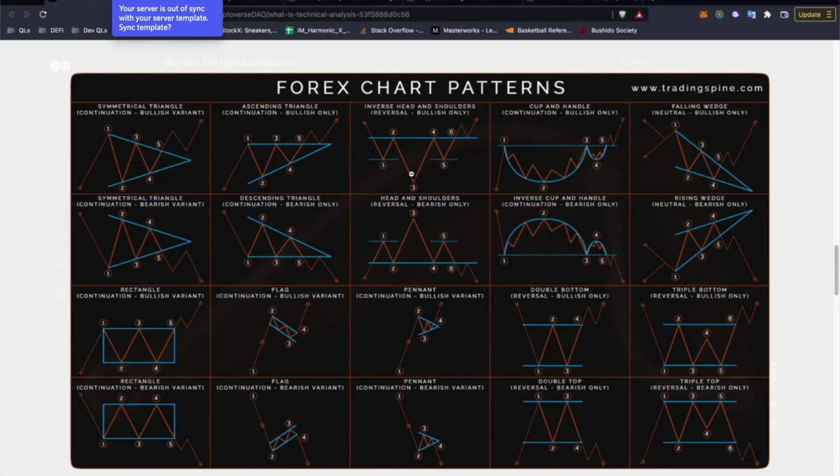These are inverse head and shoulders. Head and shoulders because mini support here bounces off the main resistance, breaks the support, and hits a lower support, comes back up to the original initial resistance, bounces off the initial mini support here, and then breaks through, continues. This is an indication of a reversal, only bullish. You don't see a bearish version of this generally.